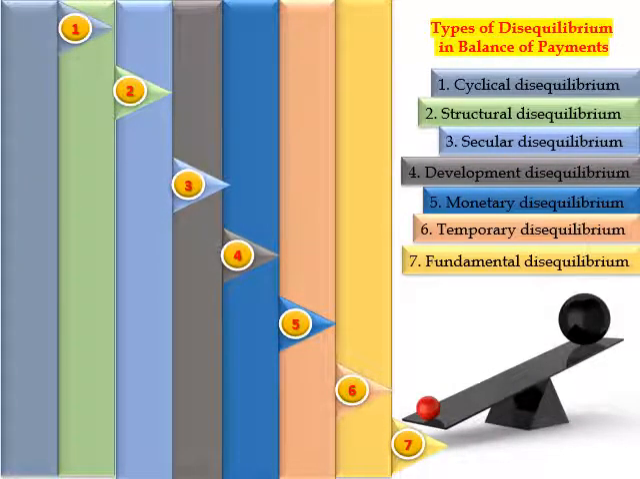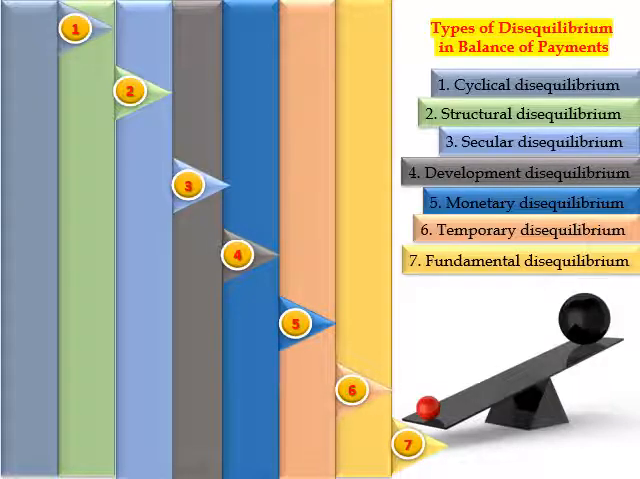Now let us understand different types of disequilibrium in balance of payment. There are innumerable types of disequilibrium in balance of payment. So here let us understand a few important types of balance of payment disequilibrium. Balance of payment disequilibrium may be cyclical disequilibrium, structural disequilibrium, secular disequilibrium, development disequilibrium, monetary disequilibrium, temporary disequilibrium, or fundamental disequilibrium.